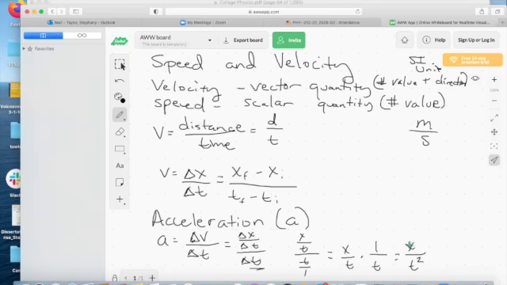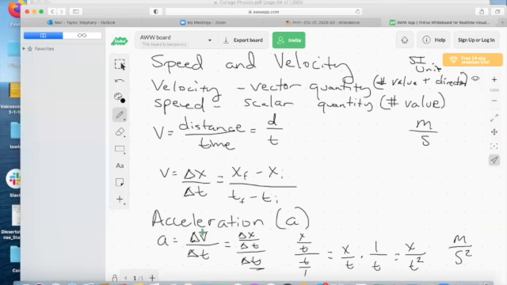If we do the SI units for x, that's in meters. The SI units for time will be in seconds squared. So that's the SI unit for acceleration, meters per second squared. This is how your velocity is changing over time.